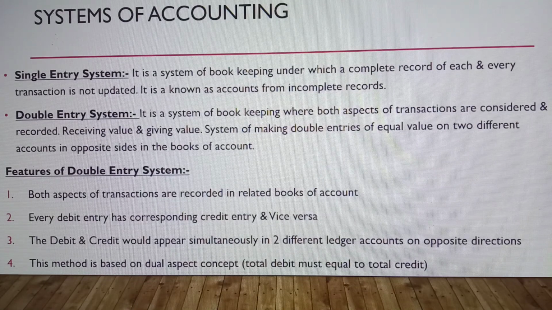What are the features of the double entry system? Both aspects of the transaction are recorded in the related books of account. Every debit has a corresponding credit and every credit has a corresponding debit. The debit and credit appear simultaneously in two different ledger accounts in opposite directions. This method is also called the dual aspect concept. Total debits must equal total credits.